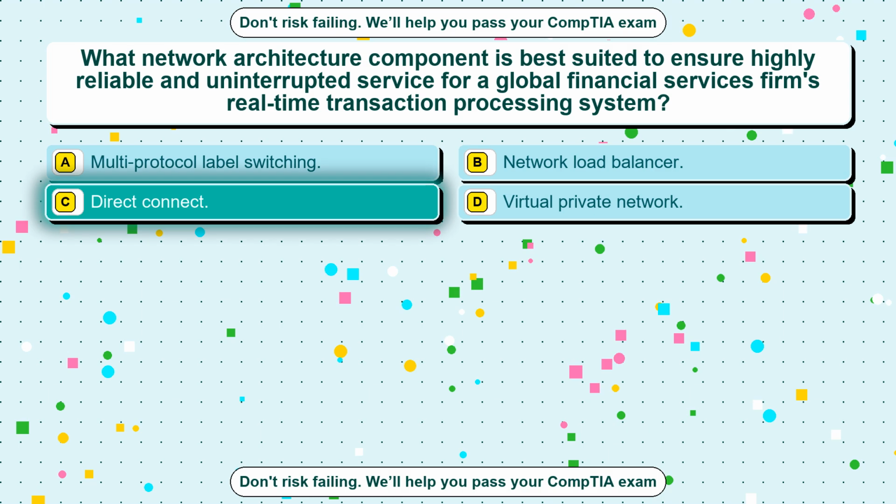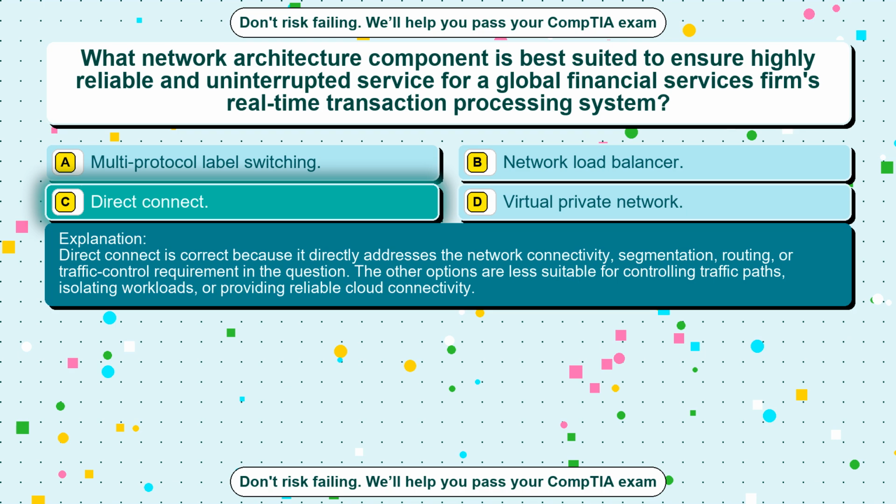Direct Connect. Direct Connect is correct because it directly addresses the network connectivity, segmentation, routing, or traffic control requirement in the question. The other options are less suitable for controlling traffic paths, isolating workloads, or providing reliable cloud connectivity.